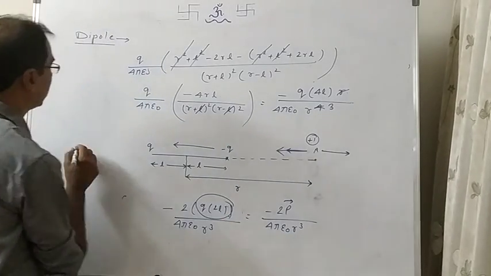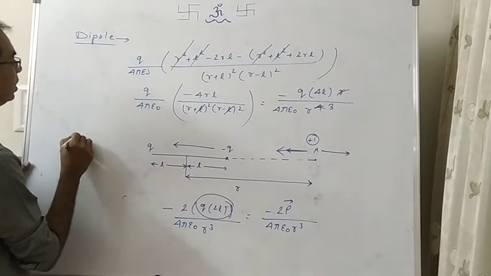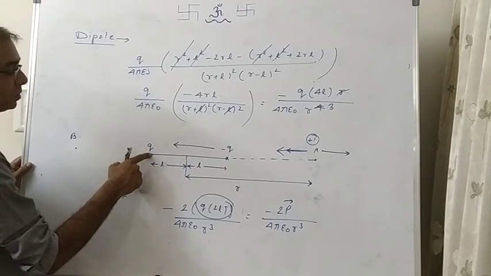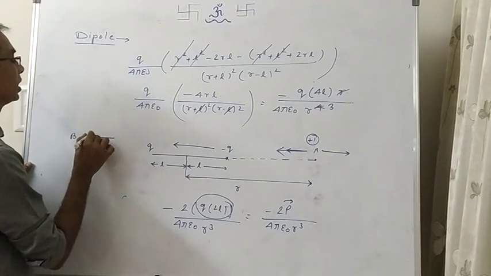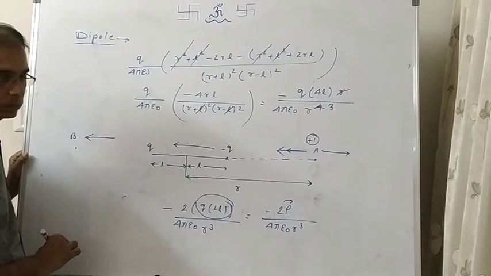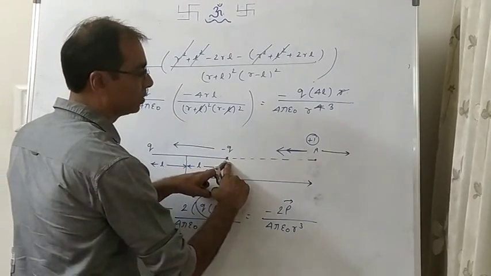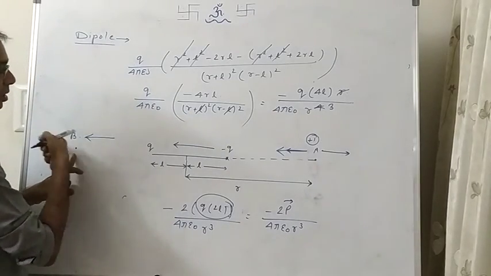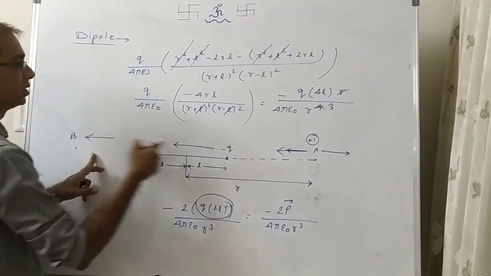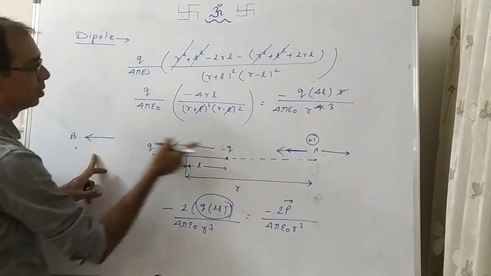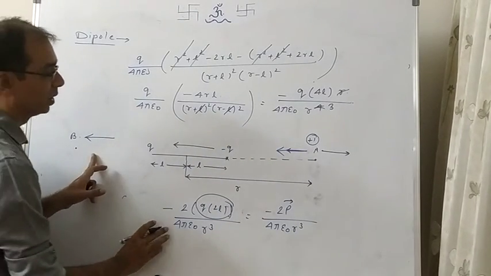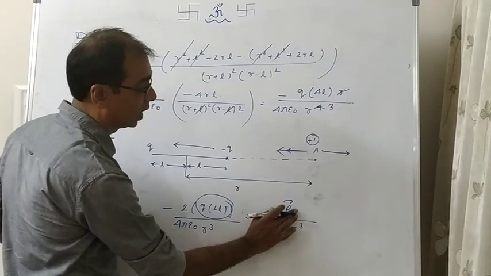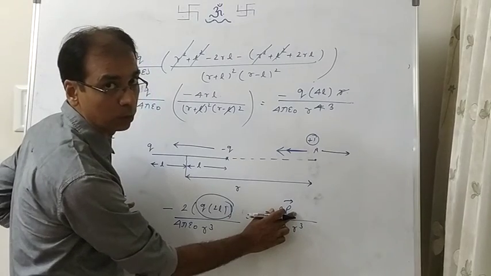Now if suppose I would have taken the point here as B, then what would have been the direction? This is positive charge, so the positive charge would have dominated. So still the direction would have been like this only. Here who is dominating? Negative charge. So it's attraction. Here who would have dominated? Positive charge. So repulsion. So along the axis, the direction is always towards the dipole moment only. So that's why we'll be writing its magnitude is 2p by 4 pi epsilon naught R cube, and the direction is the direction of the dipole moment.